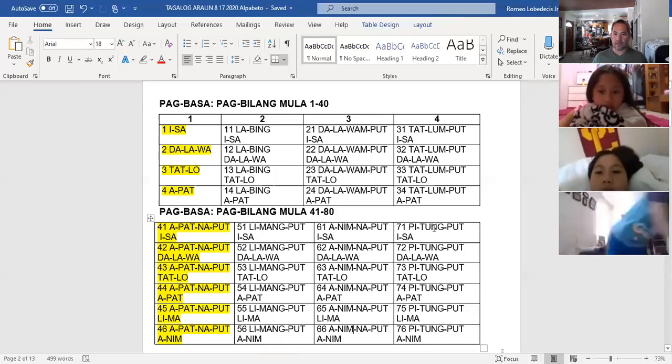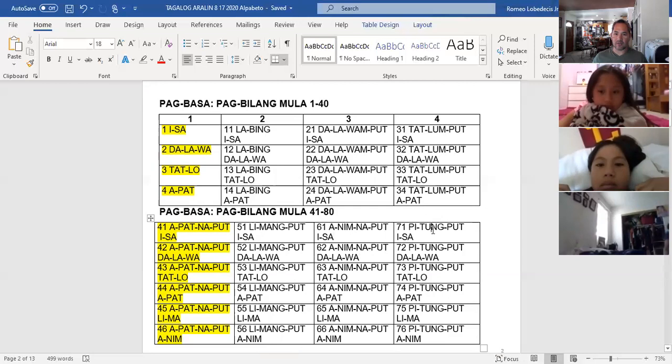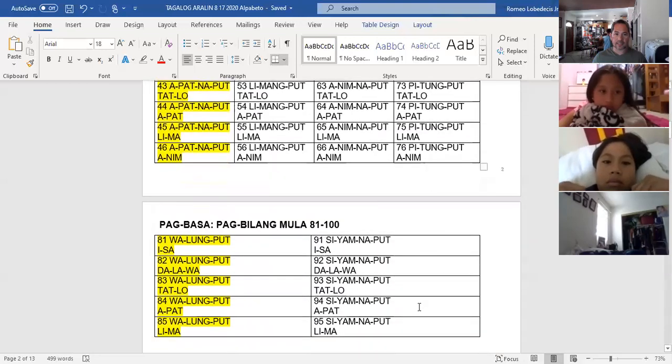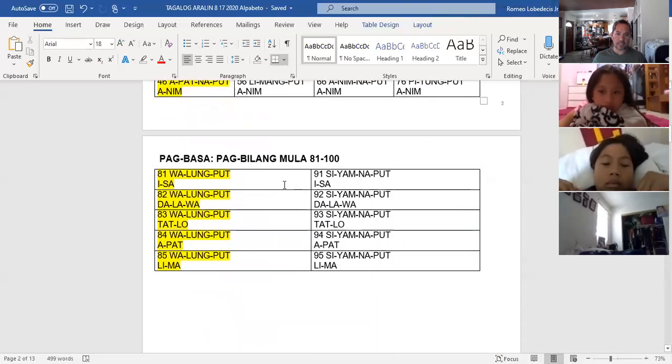How about you, Ate Fiona? Read this number 71 all the way down to 76. Pitong po isa, pitong po dalawa, pitong po tatlo, pitong po apat, pitong po lima, pitong po anim. Okay, good job. Okay. Next, let's read this part right here, number 81 all the way down through 100.